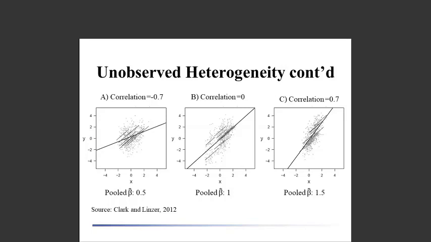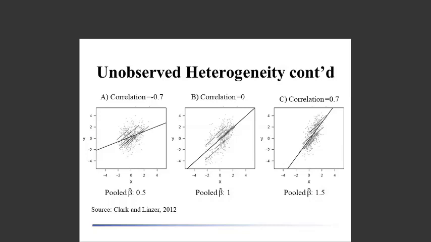In case A, we have a situation where the independent variable x is negatively correlated with the unit effect alpha, and the result is an estimated beta that's smaller than the true value of beta. And in case C, we have a situation where the independent variable is positively correlated with the unit effects, and the result is an estimated beta that's larger than the true beta. So in both A and C, we can see how the estimated coefficients would not reflect the true value of beta, so we would have biased coefficient estimates.